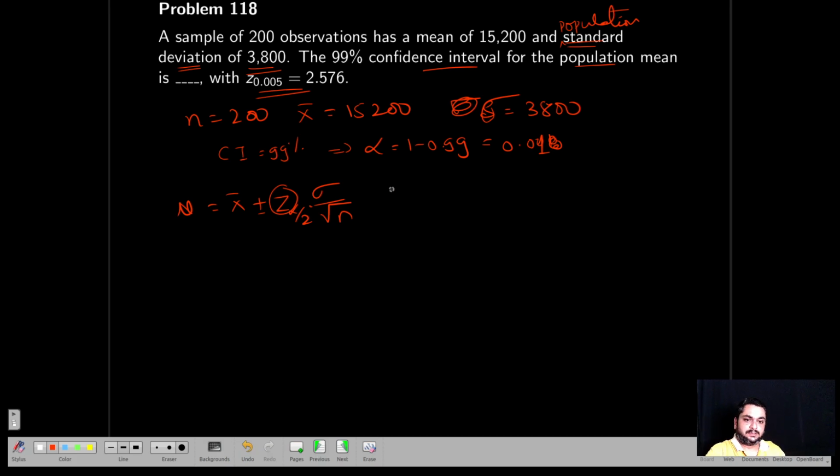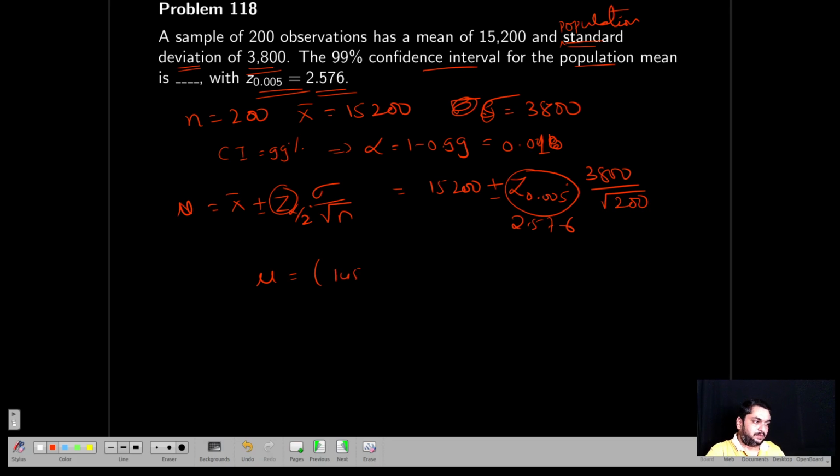So if you calculate this, it is equal to x bar, given as 15,200, plus or minus z of 0.005 into 3,800 divided by square root of n, so square root of 200. The z value they have given here is 2.576. Substitute 2.576. So we will get mu equal to 14,508 to 15,890 as the answer. Only thing is, be careful about this.